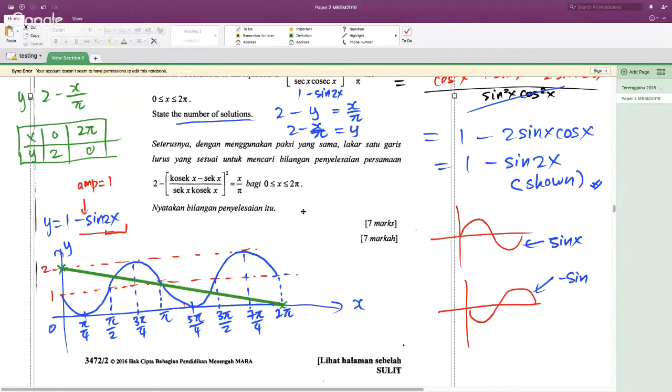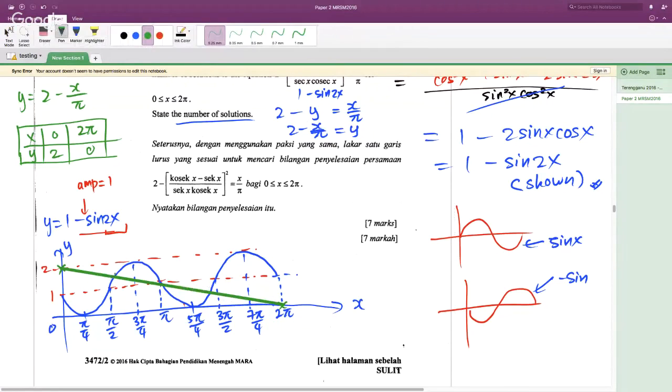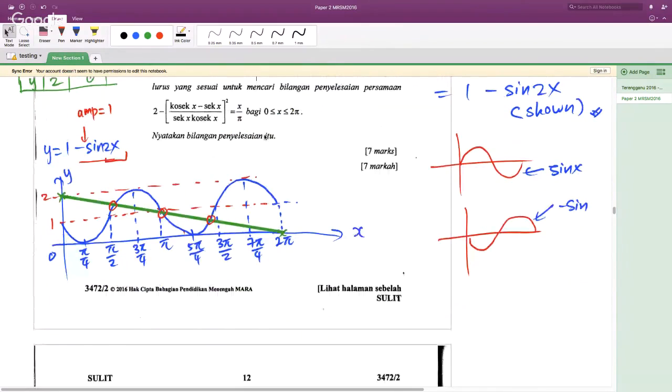All right, so therefore, my number of solutions, I have 1, 2, 3 only. So therefore, to state the number of solutions, you just write 3. Or you can write the number 3. It doesn't matter. All right, this is how we solve this kind of question. 7 marks, it shouldn't be too difficult if you understand how to sketch the graph.